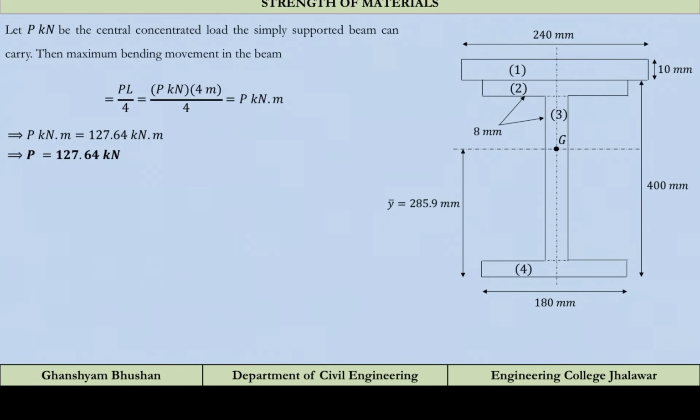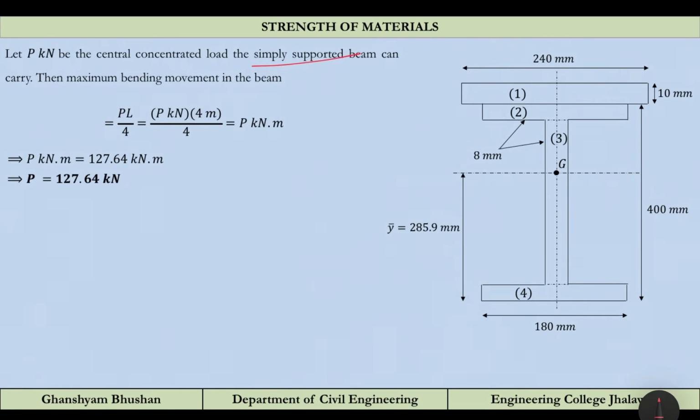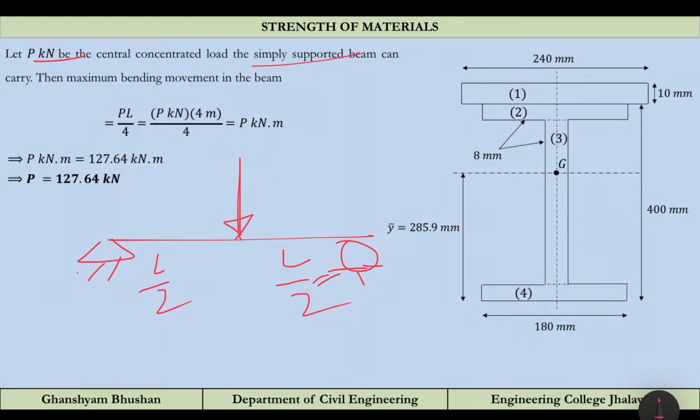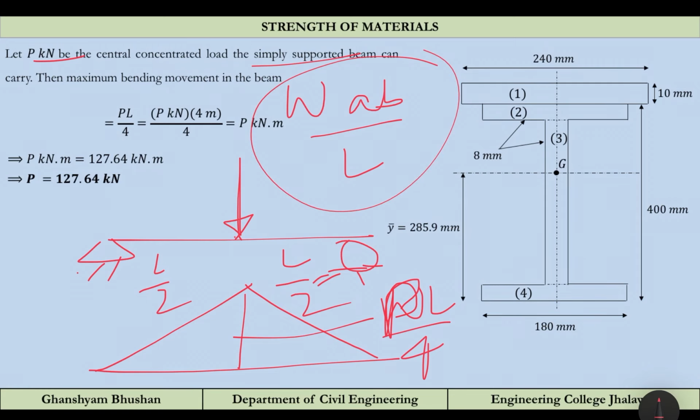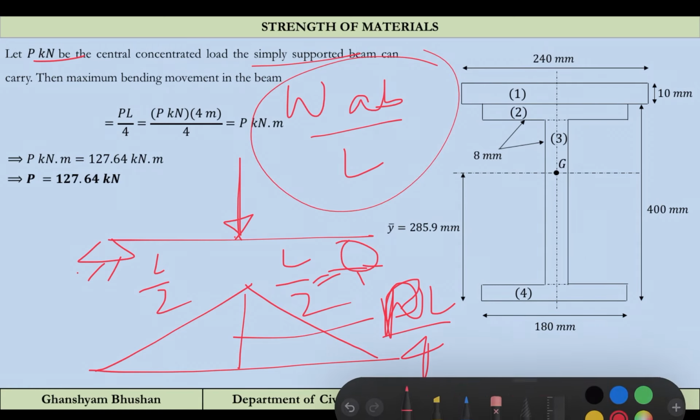Now the loading is given. What is the loading? A simply supported beam is there. Let us say P kilonewton is the central load, with L by 2 on either side. For a concentrated load, the maximum bending moment is WL by 4, or PL by 4, or we have calculated WAB by L. Put A and B as L by 2 and L by 2, and you will get the same value, PL by 4. I hope this is clear.